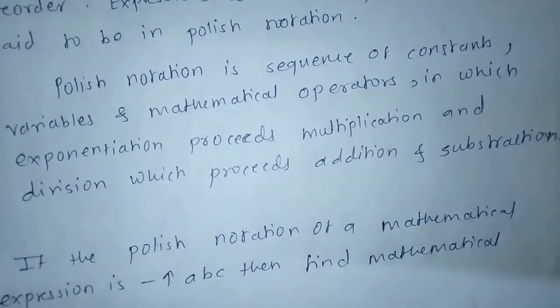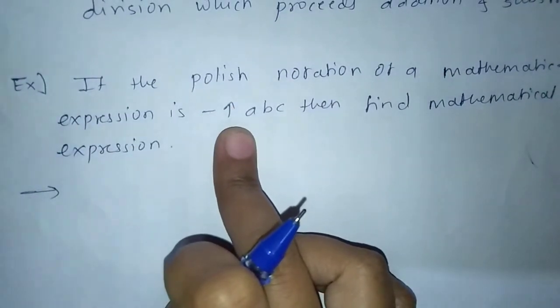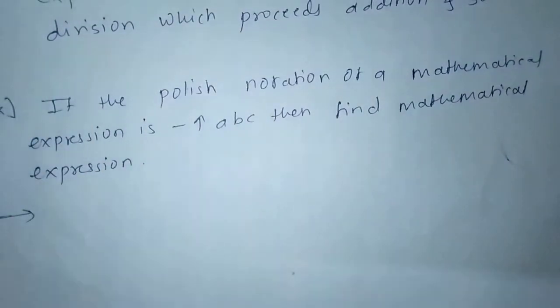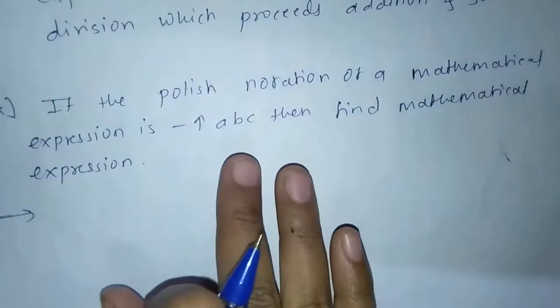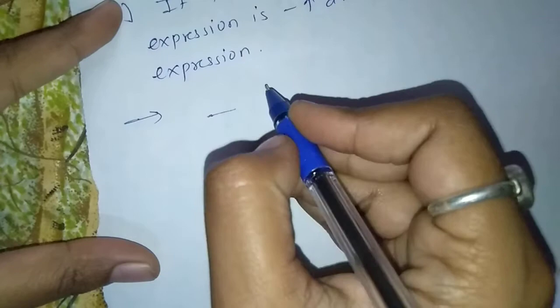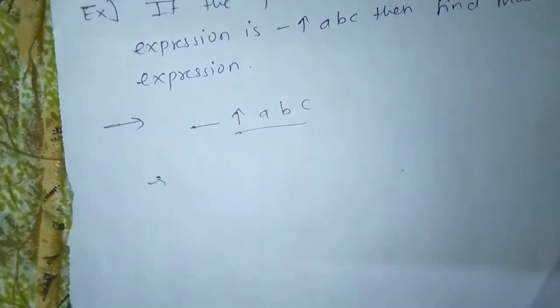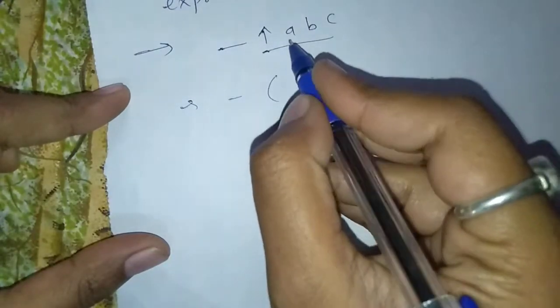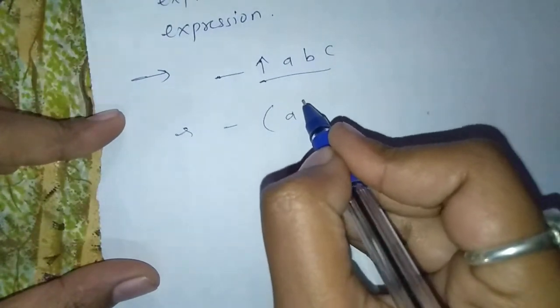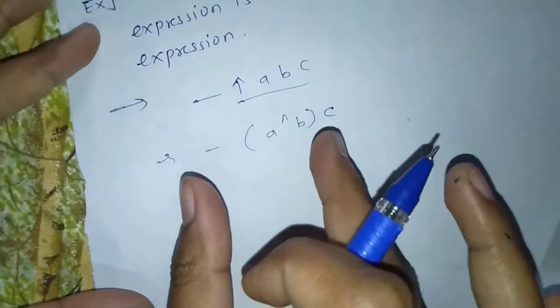Next example: if the Polish notation of a mathematical expression is like this, subtraction, this is nothing but the sign of exponential and A, B, C, then find the mathematical expression. This is nothing but the Polish notation of a mathematical expression. Now first we solve by exponential, so first take two numbers. A, B, C are nothing but the numbers. So subtraction as it is, A, B exponential take as A raised to B and C as it is. Now take subtraction of these two numbers.